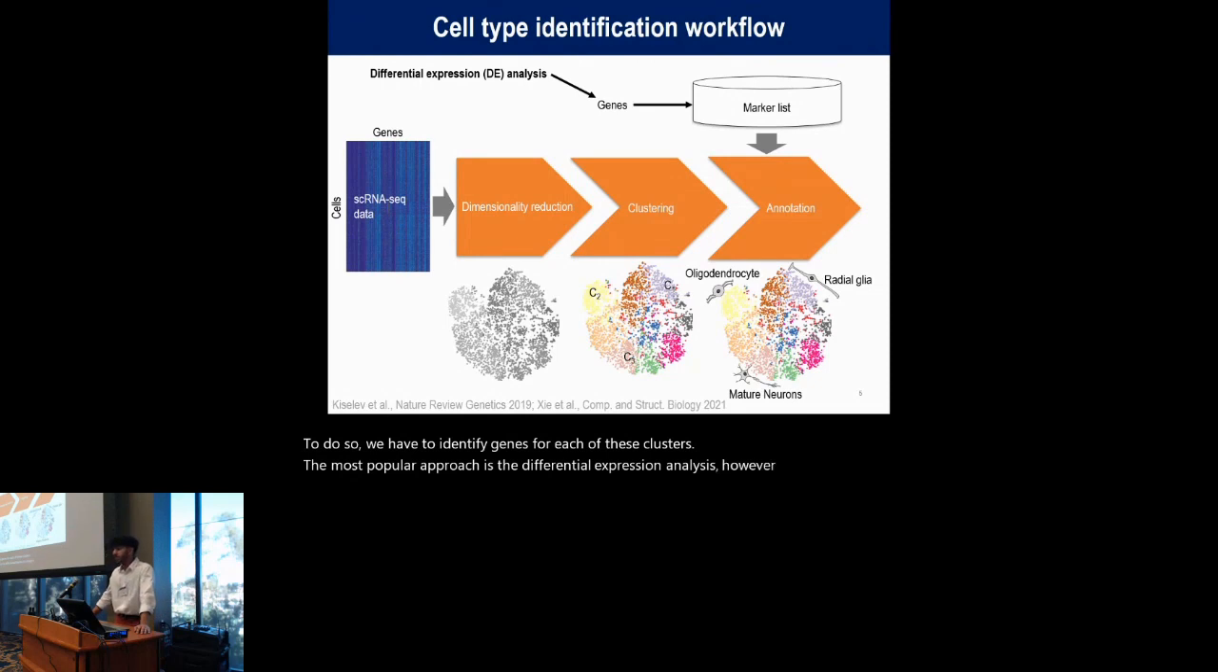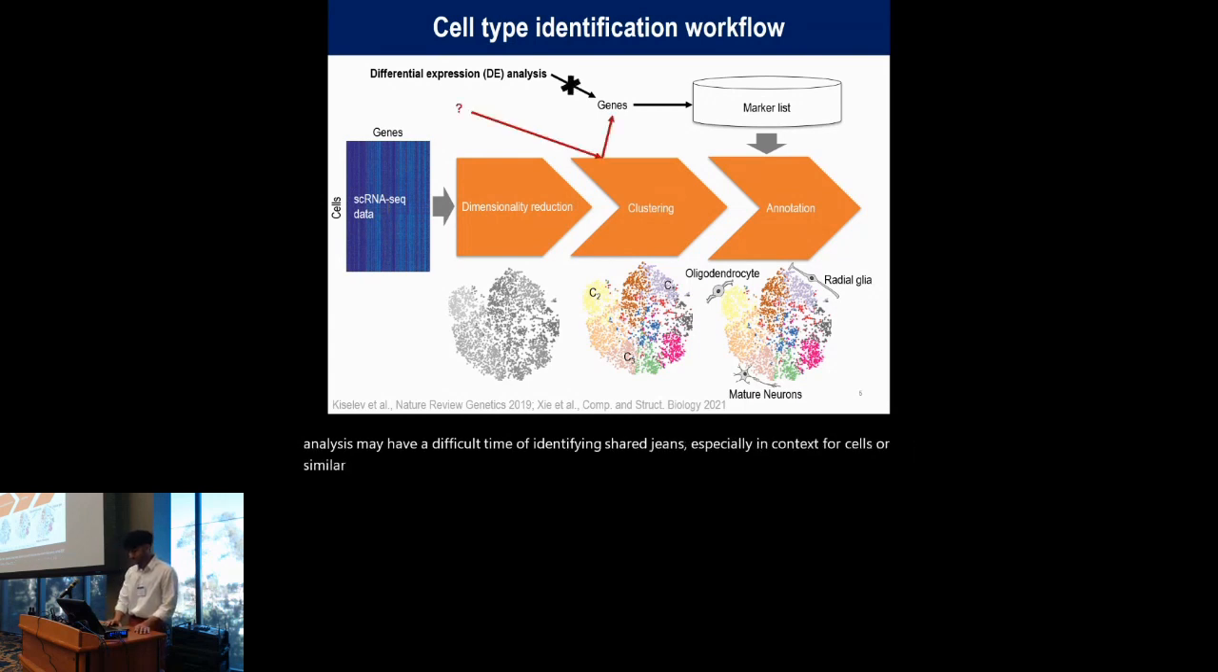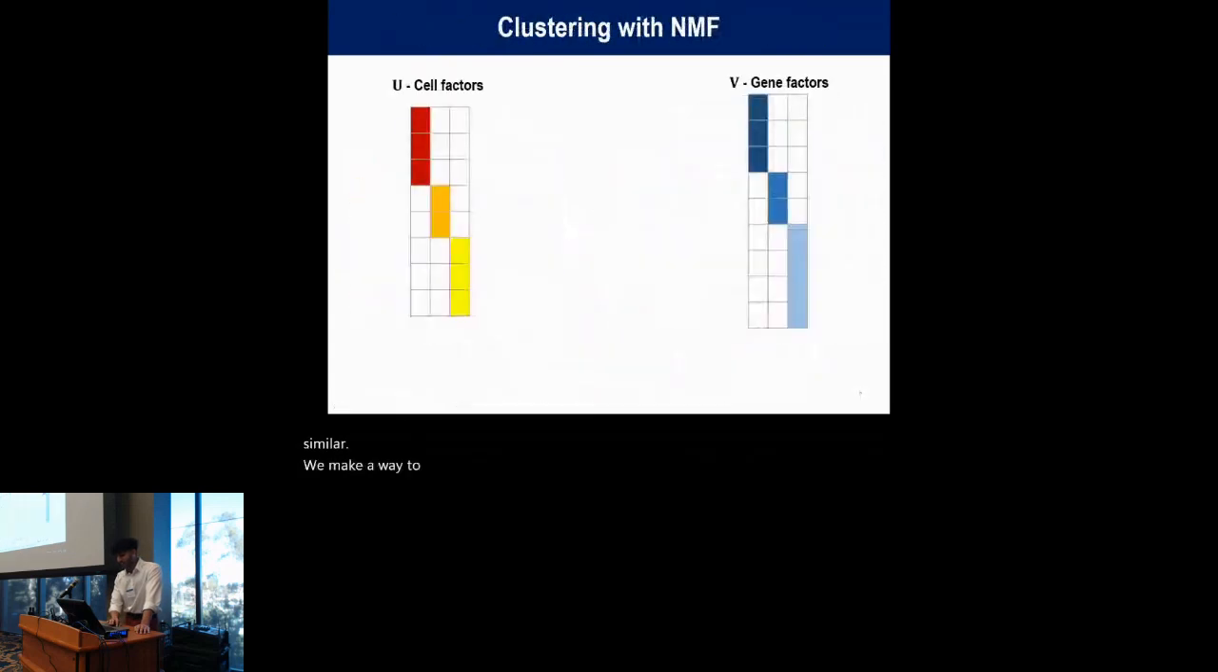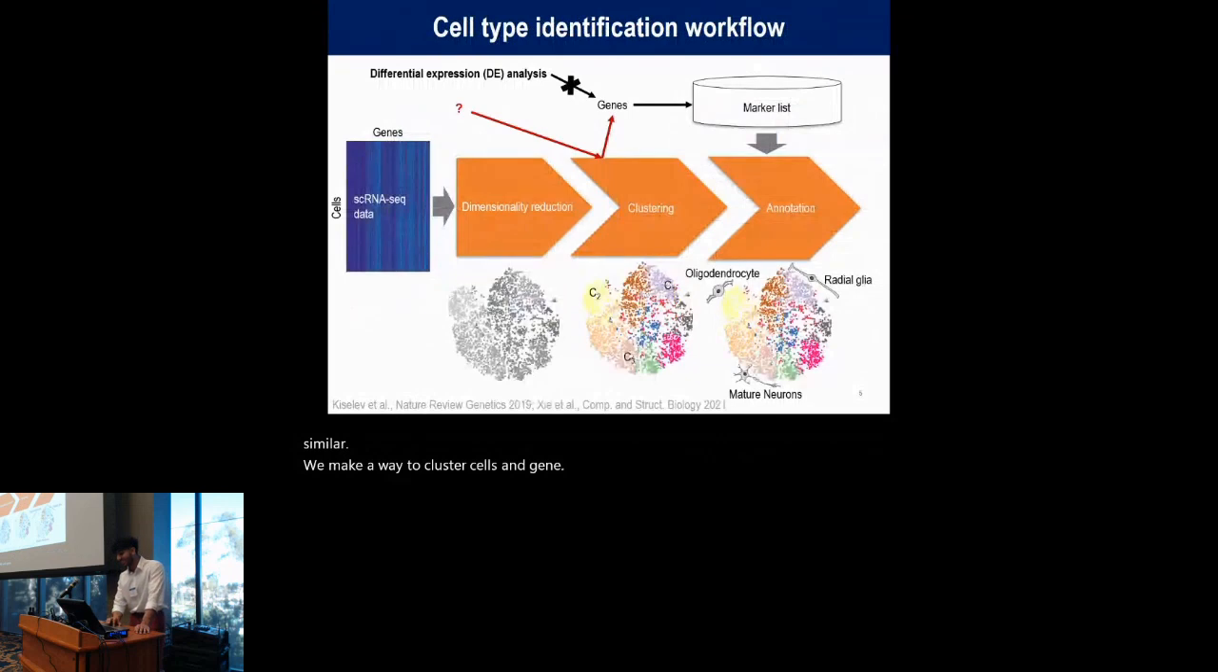However, it lacks specificity, and more importantly, the cells are not informed by the genes. The latter is important because DE genes may not be the genes that are driving the feature representations, and DE analysis may have a difficult time of identifying shared genes, especially in contexts where cells are similar. We'd like a way to cluster cells and gene programs simultaneously.